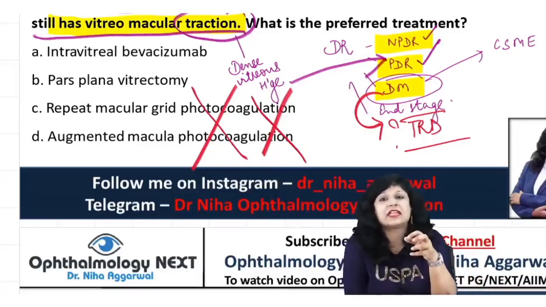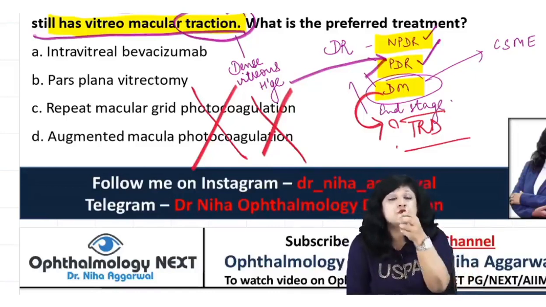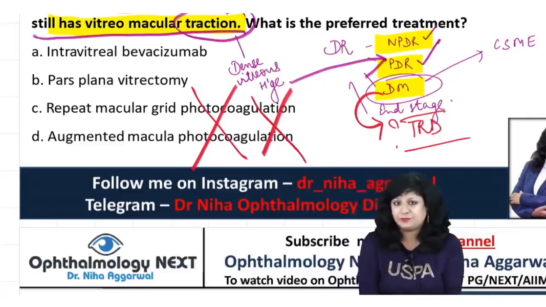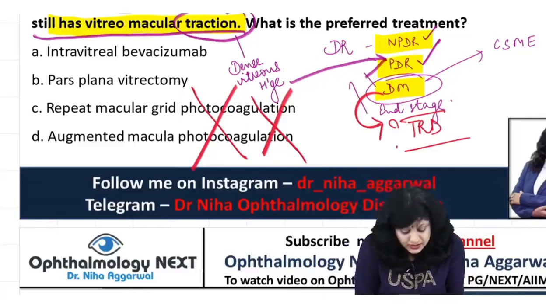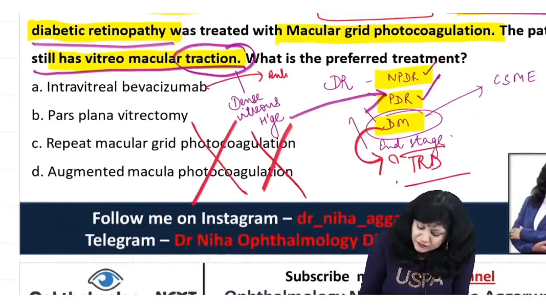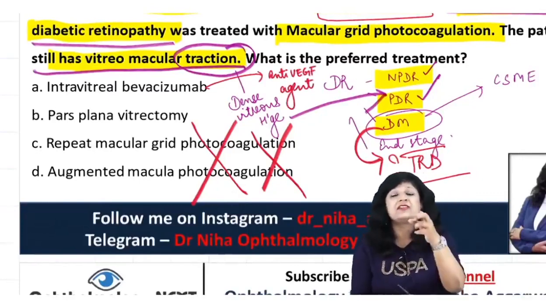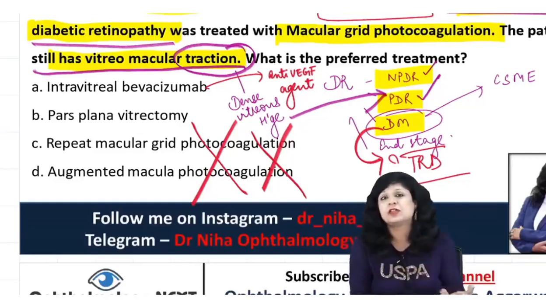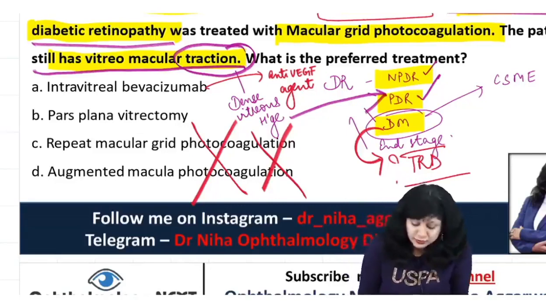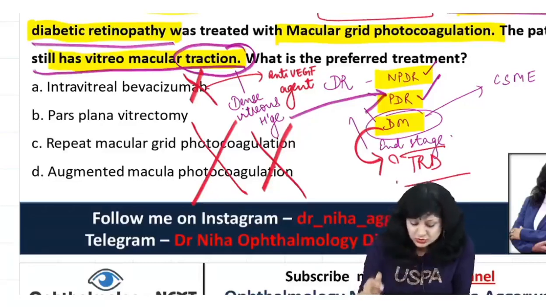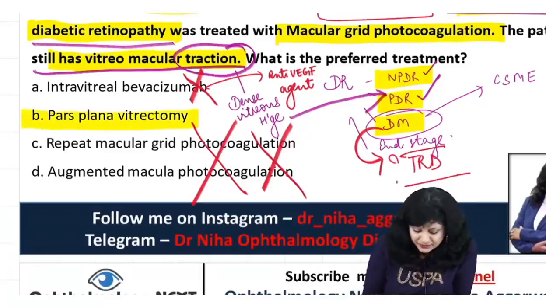Photocoagulation is required at the stage of neovascularization to stop the vessels from bleeding. I don't have active vessels bleeding here, so obviously photocoagulation is not required. Now intravitreal bevacizumab is an anti-VEGF agent, and this is required to arrest angiogenesis and stop the neovascularization. So that is also not required, because now it has crossed that stage and traction is shown. So your answer becomes pars plana vitrectomy.